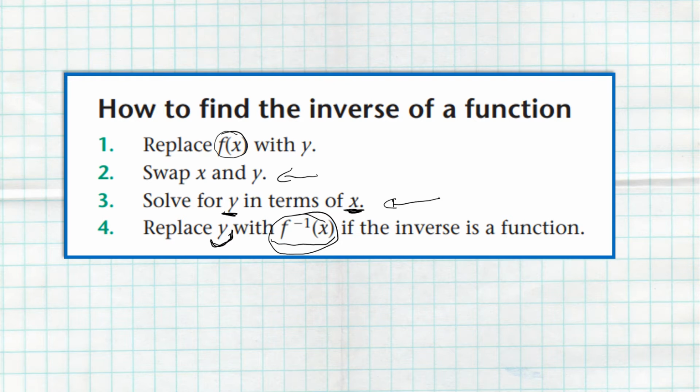So just to repeat this very quickly: step number 1, replace f of x, g of x, h of x, or p of x by y. Then you swap x and y. This is the most important step. You swap x and y, then you solve for y in terms of x. Then that equation would be your inverse.